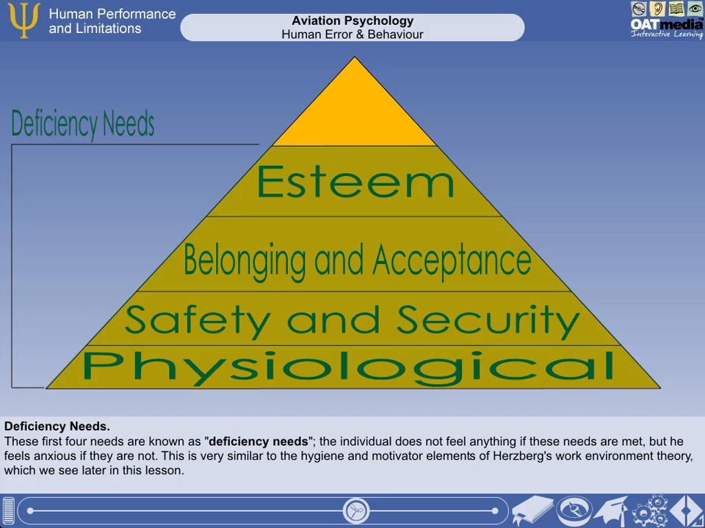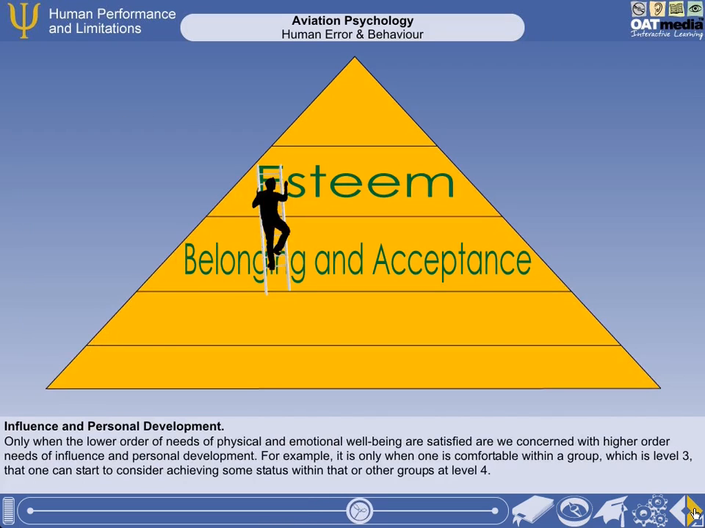This is very similar to the hygiene and motivator elements of Herzberg's work environment theory, which we see later in this lesson. Only when the lower order of needs of physical and emotional well-being are satisfied are we concerned with higher order needs of influence and personal development. For example, it is only when one is comfortable within a group, which is level 3, that one can start to consider achieving some status within that or other groups at level 4.